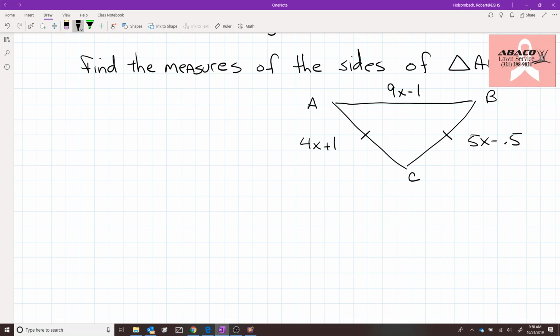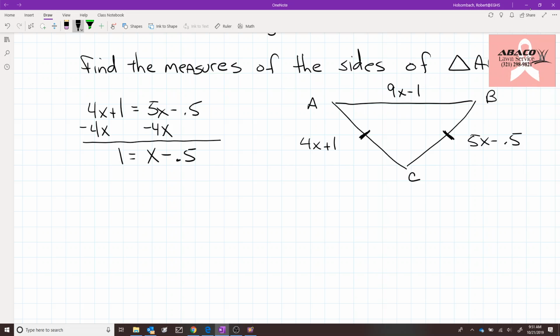So in order to find the measures of these three sides of this triangle, you need to know the value of x. And if two of the sides are congruent to each other, you can set those expressions equal to each other. So your 4x plus 1 is equal to your 5x minus 0.5. So if you subtract 4x from each side, then 1 would equal x minus 0.5, and you could add 0.5 to each side. So 1.5 would equal x.